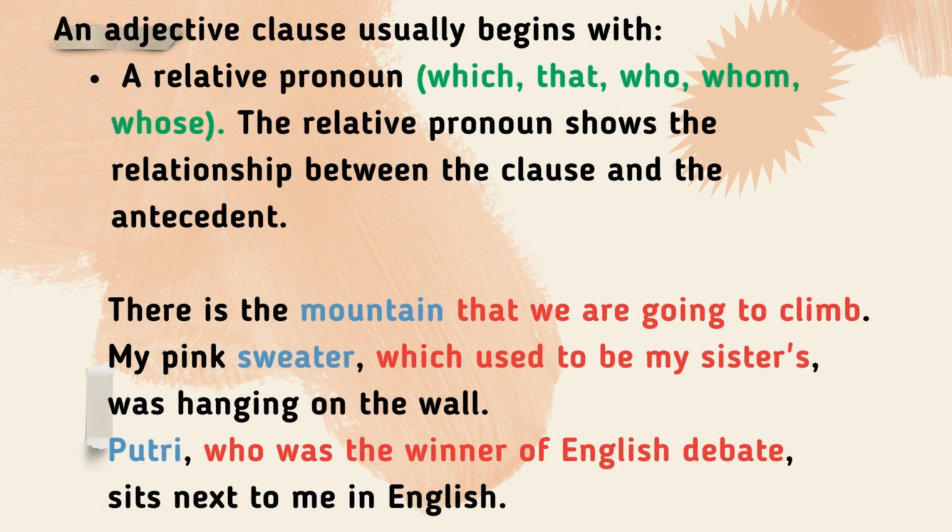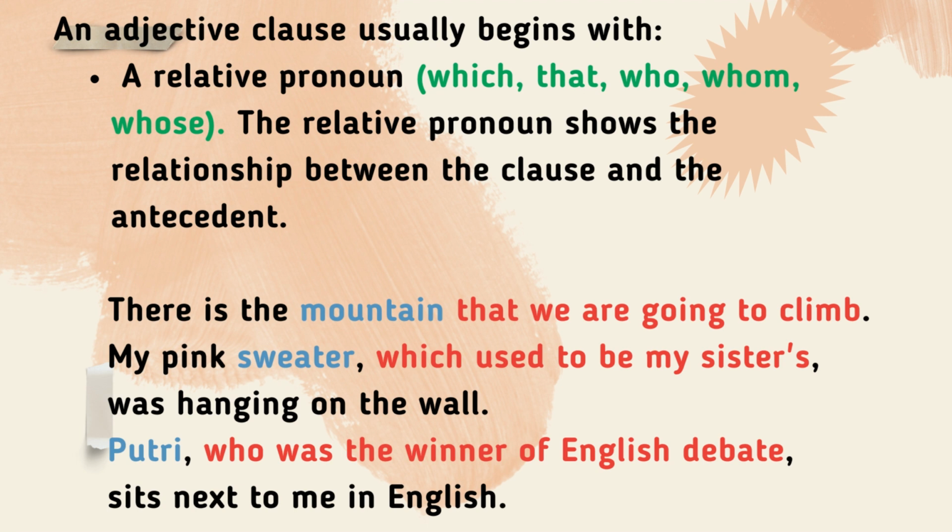Adjective clauses usually begin with a relative pronoun: which, that, who, whom, and whose. The relative pronoun shows the relationship between the clause and the antecedent. Look at the following examples. There is the mountain that we are going to climb. In this sentence, mountain is the antecedent, and the clause is that we are going to climb.